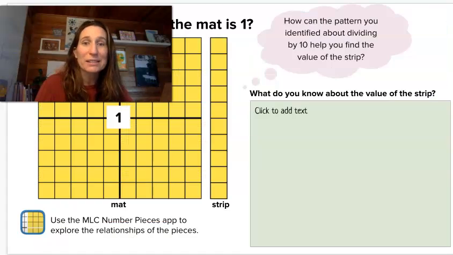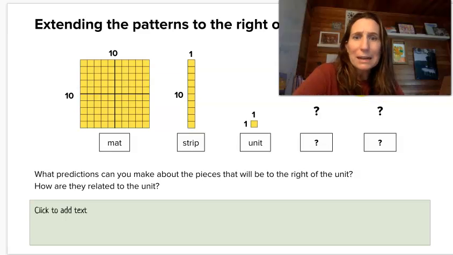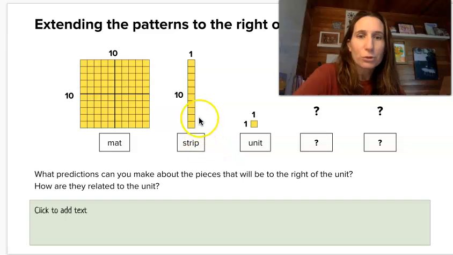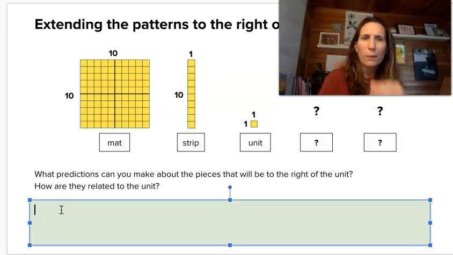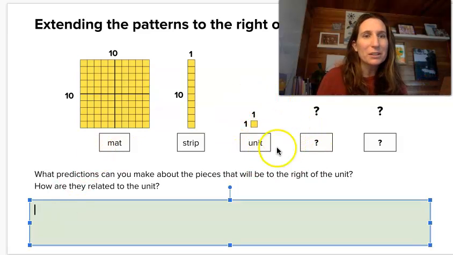We're getting into decimals. So if we're looking at patterns divided by 10, we have a mat of 100, a strip of 10, a unit of 1, and what if it's 10 times smaller? Remember that pattern with the dimensions. So we're still looking at a 10 by 1, but now it's 10 times smaller, isn't it? Think about what that piece would be to the right of the unit and how they're related to this unit right here.